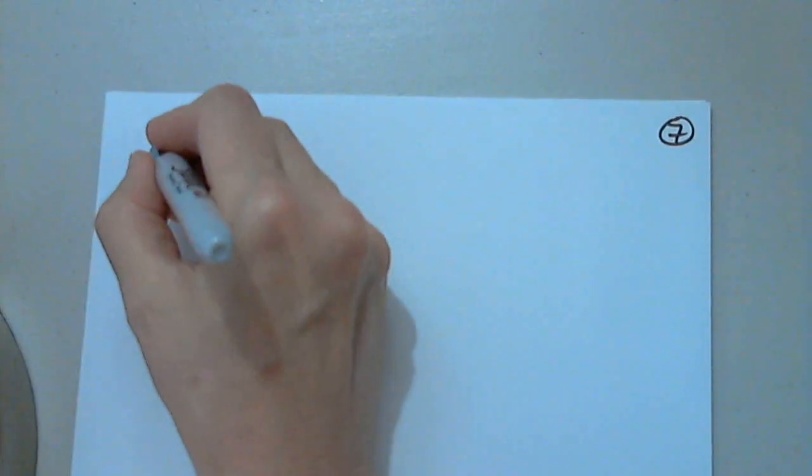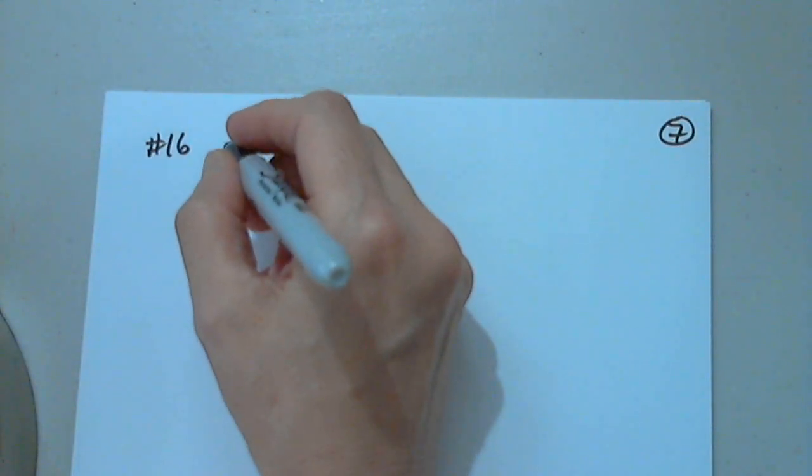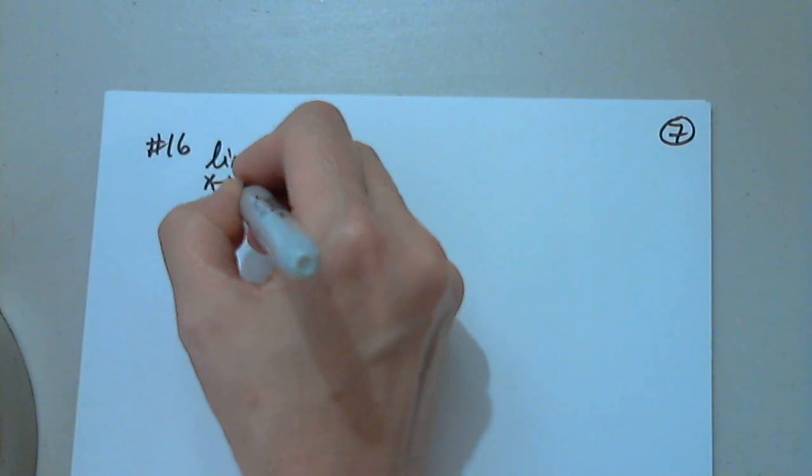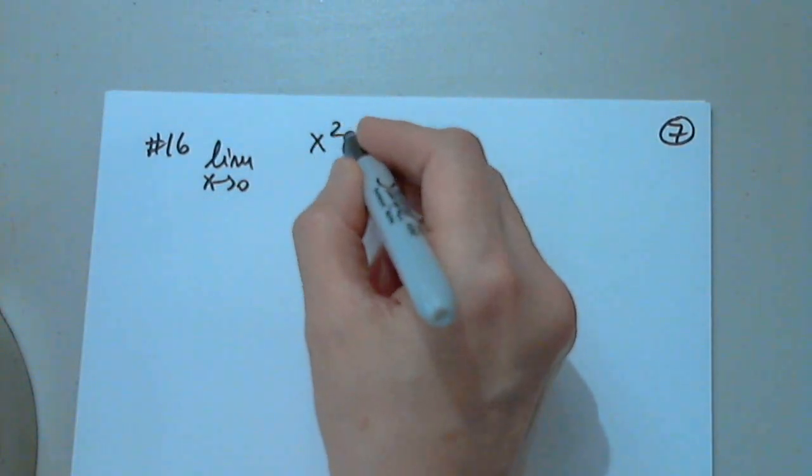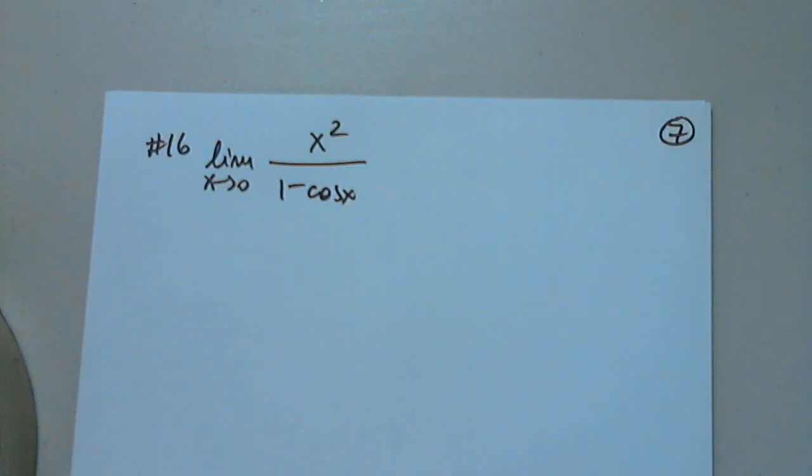So anything you would like to choose, or I'll scroll slowly. You choose, or I will. You can choose. Okay. I will choose 16. And I am on page 7. You can choose the next one. So limit as x approaches 0 of x squared over 1 minus cosine x.